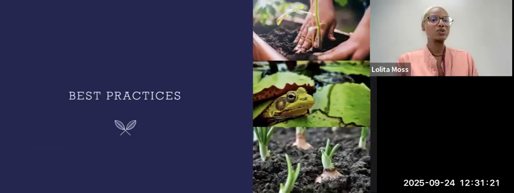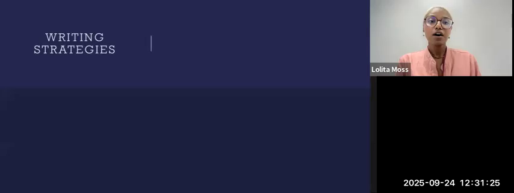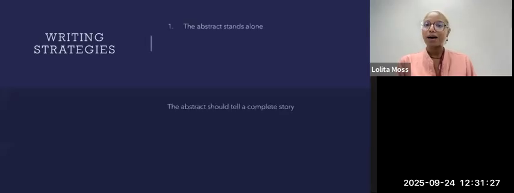Okay, so let's get into some best practices for abstract writing. So first of all, the abstract stands alone. It should tell a complete story. That means you do not leave the juiciest data, the results, the findings, and the implications out. It's not one of those things where it's like, we found some really cool stuff, but you got to read to find out. That's just not how it works.